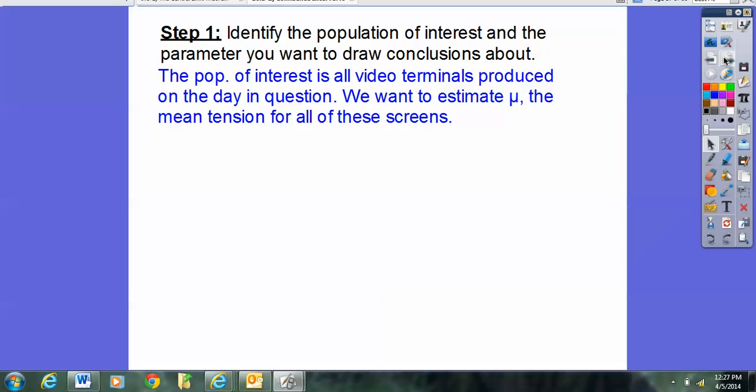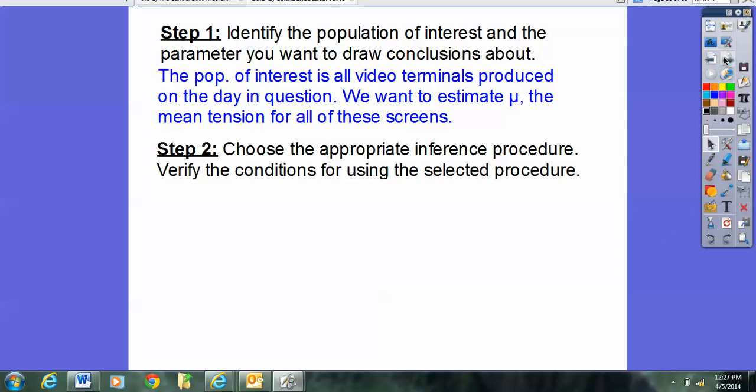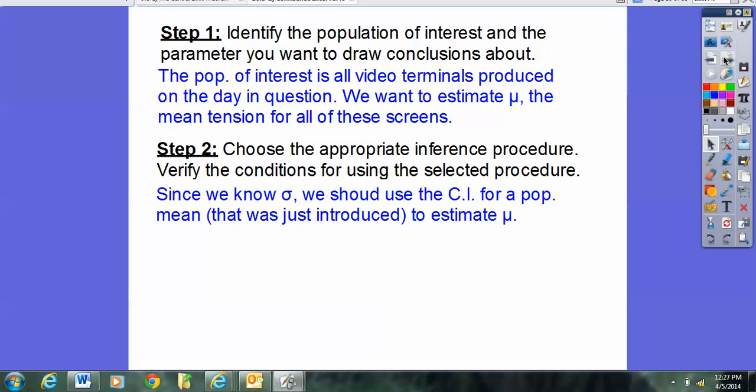So step two, choose the appropriate inference procedure and verify the conditions for using the selected procedure. Since we know the standard deviation, we're going to use a confidence interval for the population mean. I just taught this in my class. This is a lesson I pulled out, and we're going to estimate the population mean. We're going to use that sample.